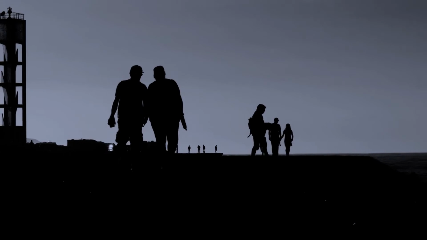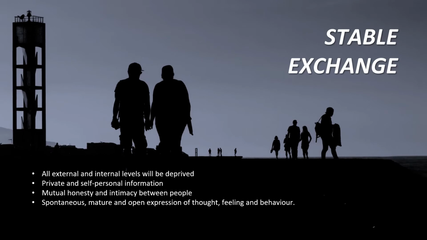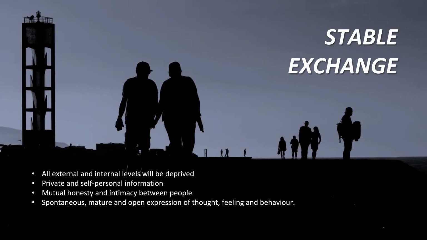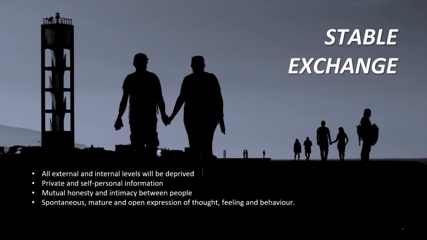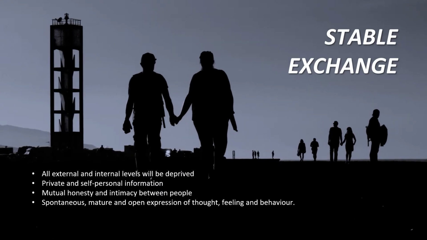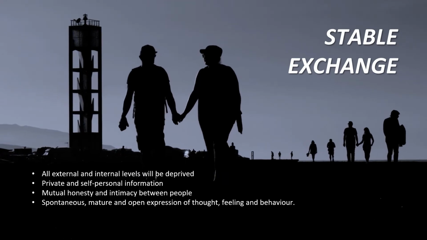Lastly, it comes to the stable exchange stage. This is the final stage of this theoretical communication relationship. At this stage, all external and internal levels will be stripped away to fully reveal the inner and core world of personality. At this stage, private and self-personal information will be slowly and continuously disclosed.